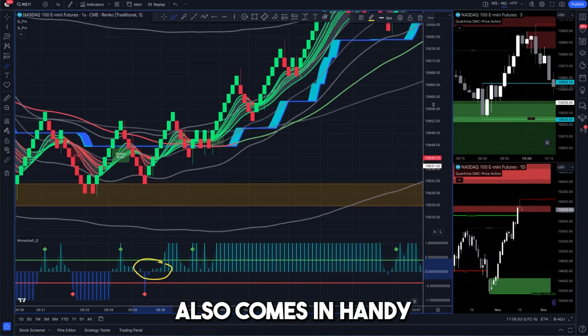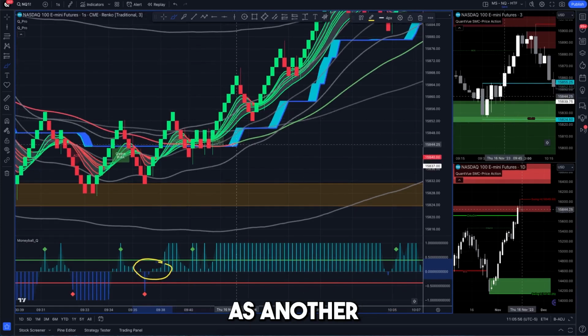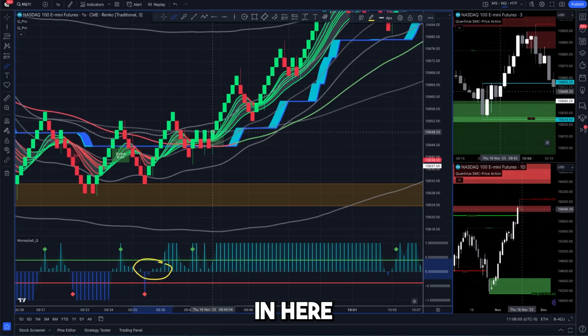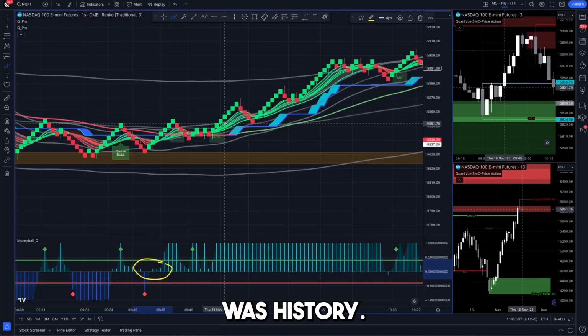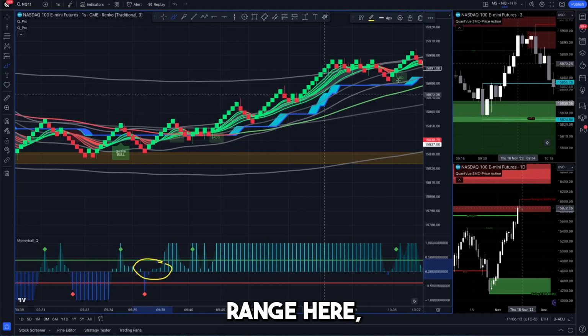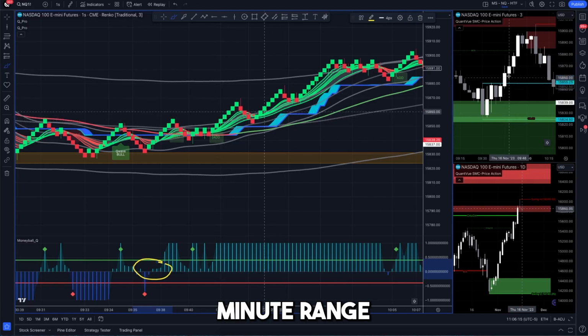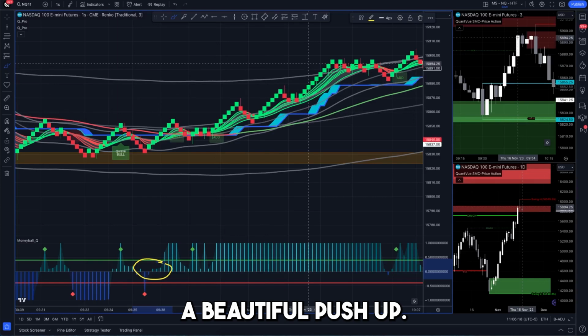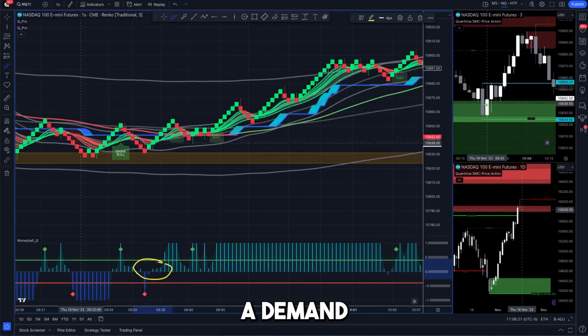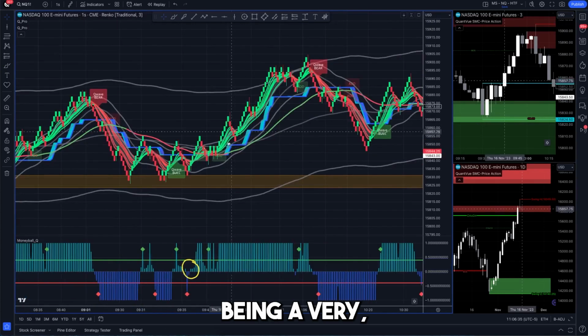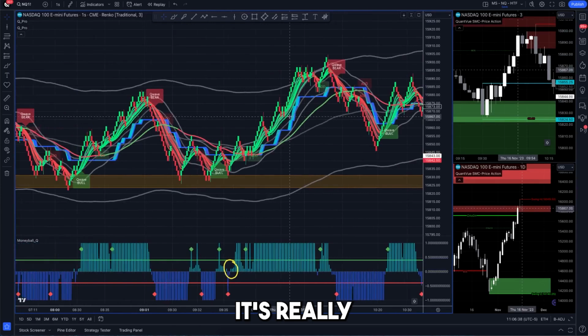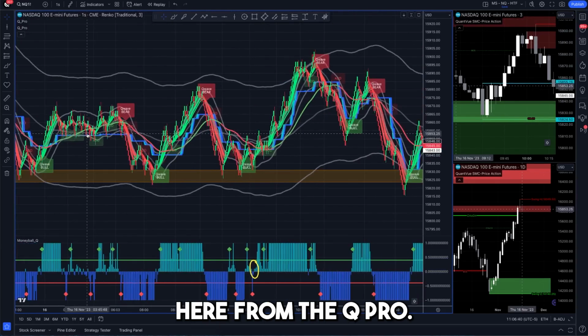This is where the Q cloud also comes in handy, is you could use it as another ribbon retest. So we get a push down into the Q cloud again, get a print up. You could have entered in here, and then the rest was history. That's where, right here, we're broken out of the 3-minute range, and we get a beautiful push up. And coincidentally, this was a demand zone as well, which is why having these other charts is useful. Ended up being a very, very clean 2-to-1. Some really good scalps here from the Qpro.